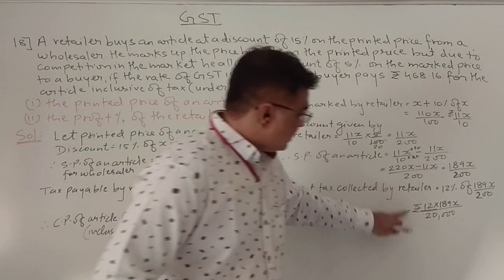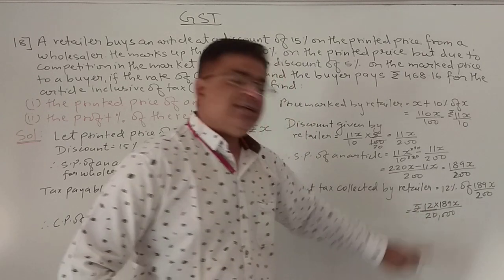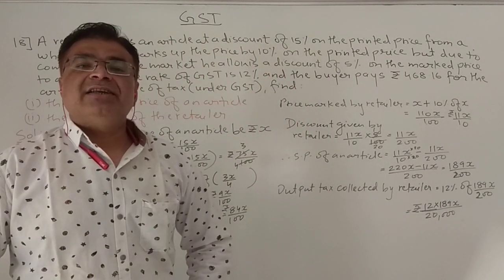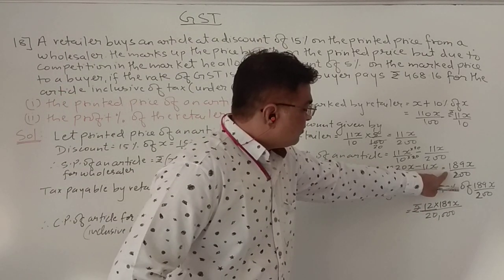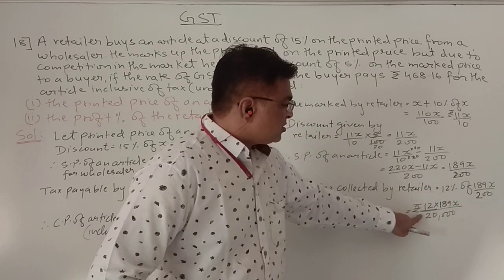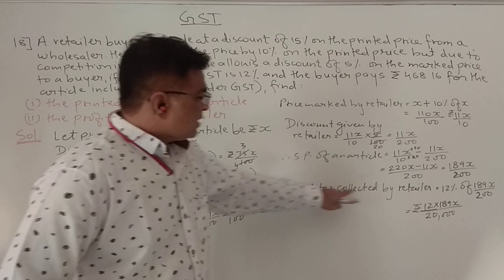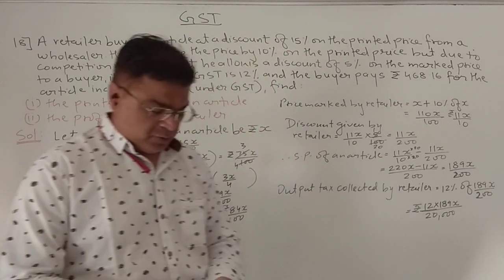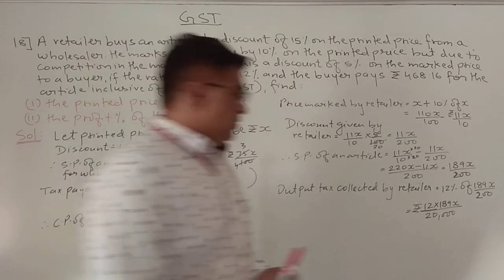468.16. So I can say that this is equal, because see, finally at this price the buyer is purchasing: selling price plus 12% tax on this. Okay, sorry, this is just the tax. So the output tax collected by the retailer. So how much does the buyer pay?